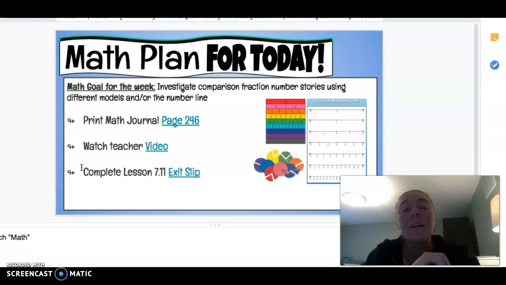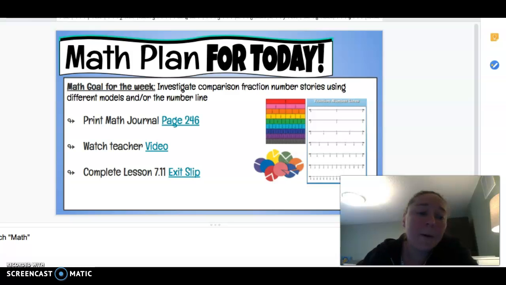Do your best. The more patient you are and willing to draw things out to prove your thinking, the more accurate you're going to be. So you are going to need a math journal page before you begin. Watch my teacher video, and then there is an exit slip. 7.11 is going to be 2 days, so you'll start this today, and I'll make another video for you tomorrow to continue to practice, because as I said, this is a third and fourth grade level skill.